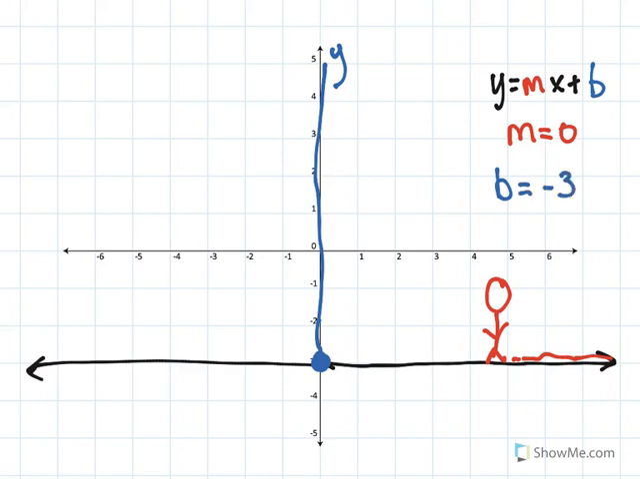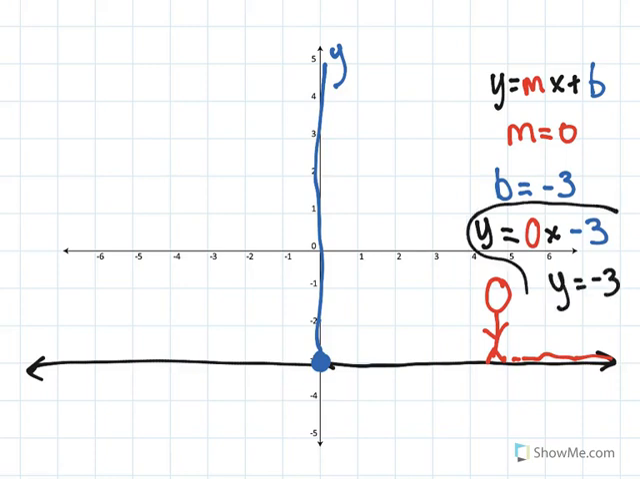So we're going to have y equals our m, which is 0, x, and then our b, which is -3, so -3. Another way to write this is just y equals -3. So those are the two ways that you can write it. This one's a better way if you can write it that way.